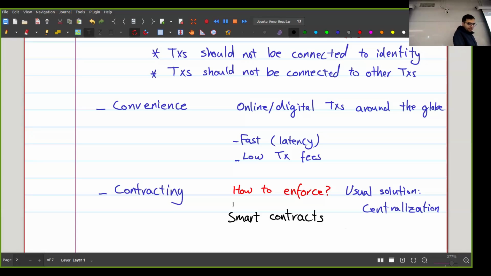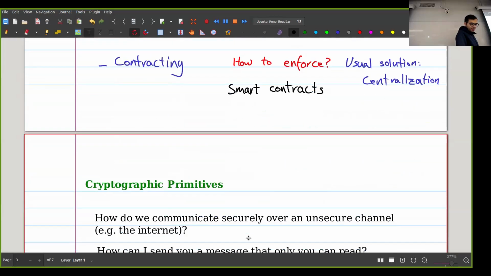So this is another issue which will eventually be solved with smart contracts, but you will see that it opens a very weird can of worms, and we will have to spend half of this course just talking about the security of smart contracts. Okay.